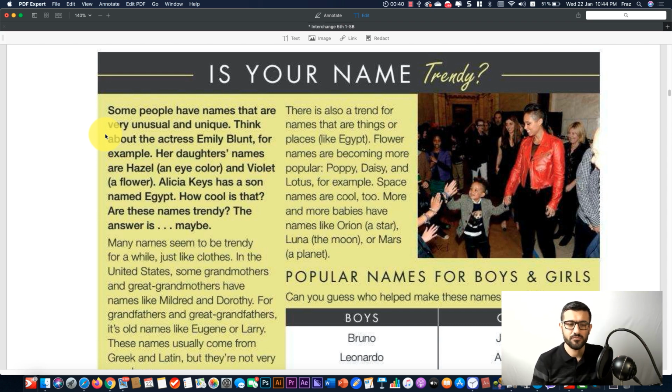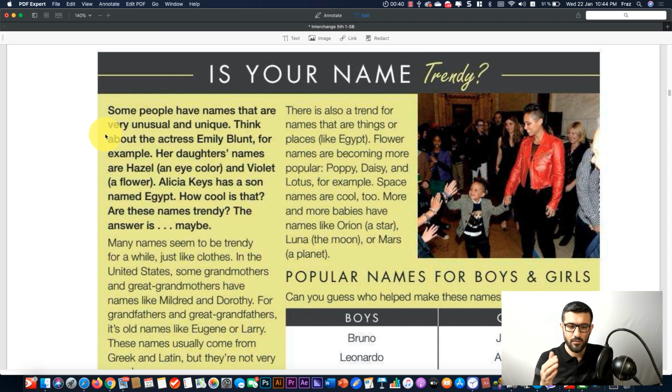For example, her daughters' names are Hazel, which is an eye color, and Violet, a flower. Alicia Keys has a son named Egypt. Very strange indeed. It seems this lady has a son, his name is Egypt. You know, Egypt is the name of a country in Africa. How cool is that? Are these names trendy? The answer is maybe.